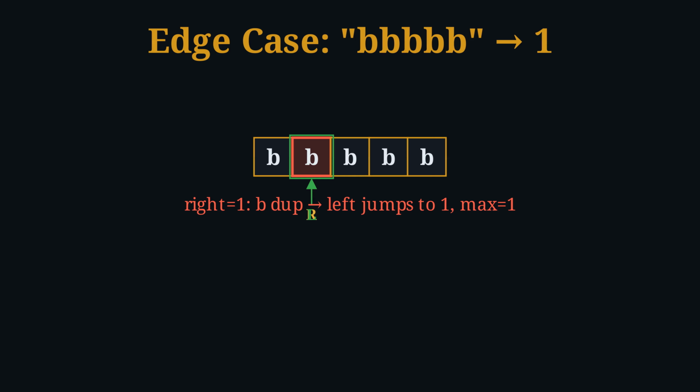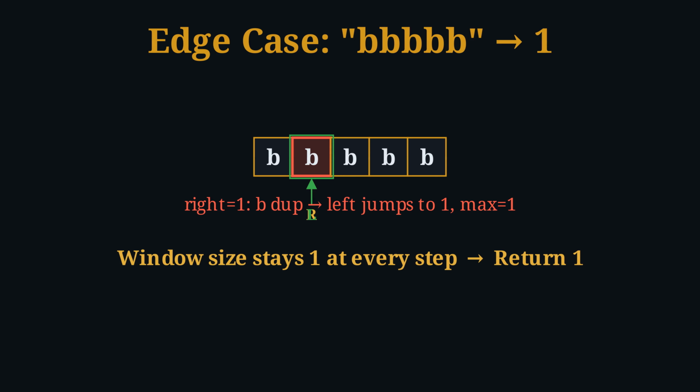Edge case, 5 Bs. At every step the window tries to hold 2 Bs, fails, and left chases right. Window size never exceeds 1. Return 1.